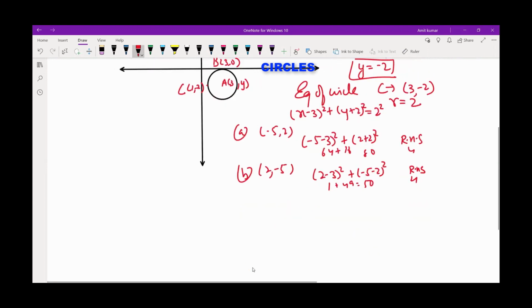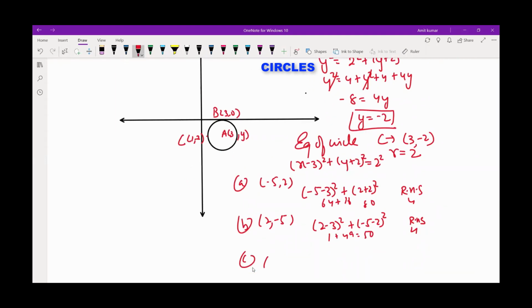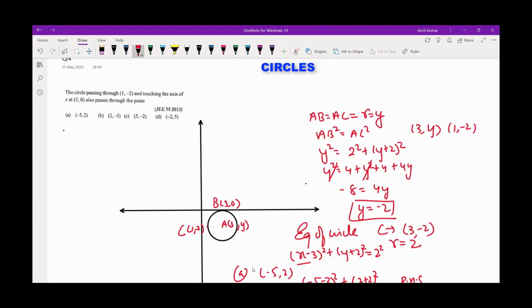So when I put my third option, that is (5, -2), in the given circle, then this is (5 minus 3), that is 2 square, and this is (-2 plus 2) whole square. So my LHS comes out to be 4, and RHS is again 4. So the third option is the correct option. You can check the fourth option also. This is the required answer.